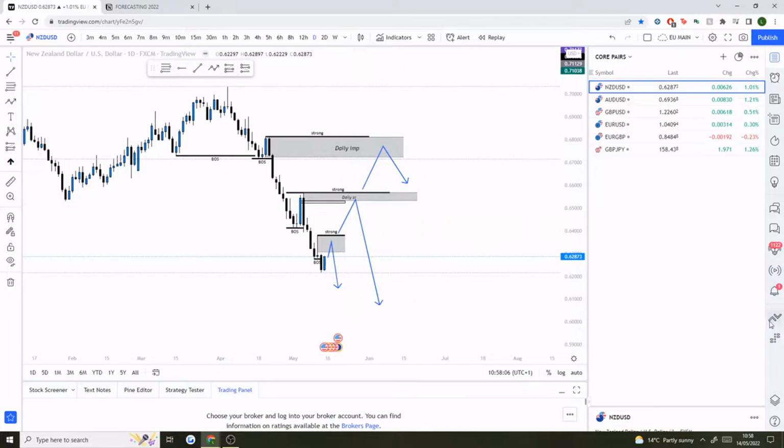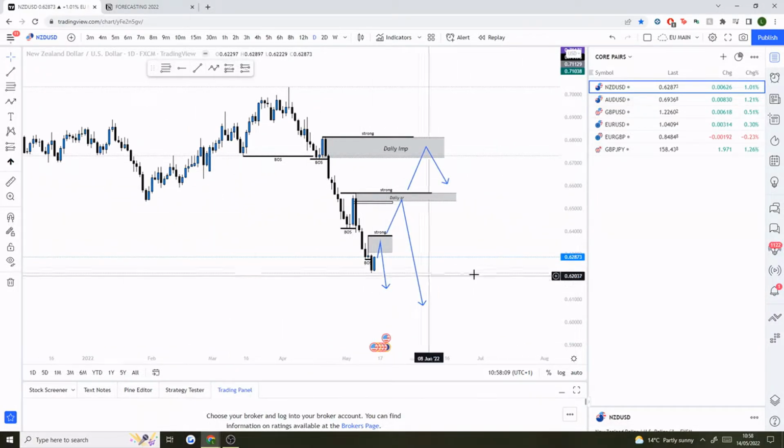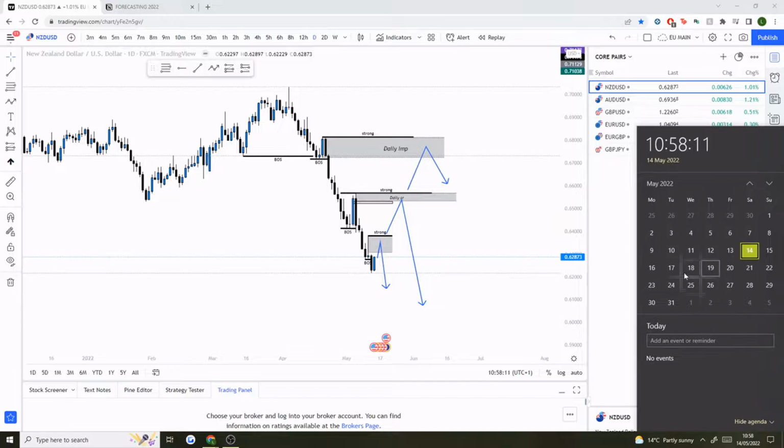So today I've just jumped on to do my forecast, and this will be the forecast for the week commencing the 16th of May and ending on the 20th of May.